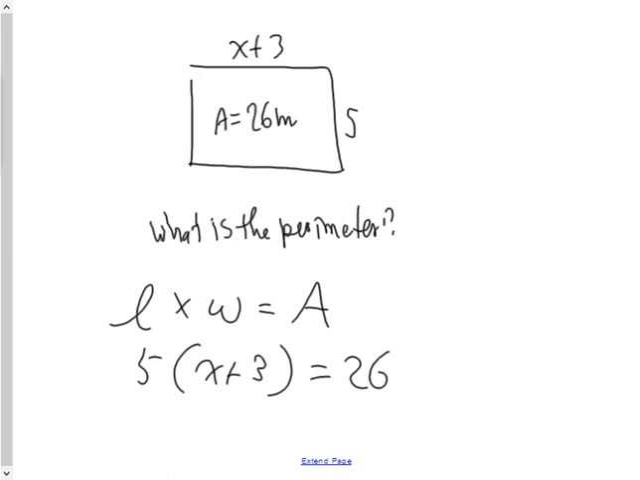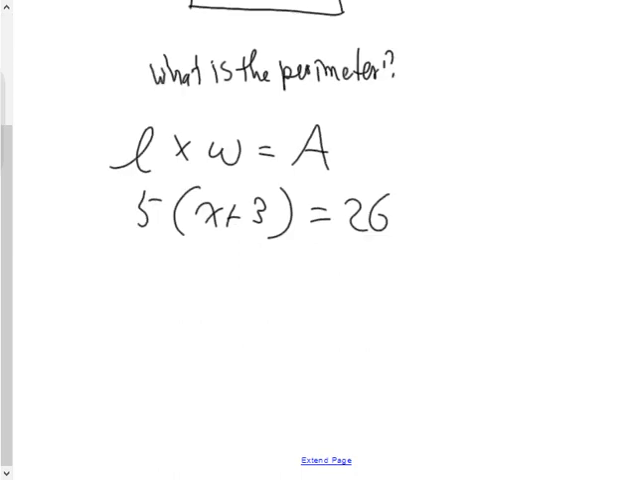So when I substitute what I know into the formula, I end up with a distributive property equation of 5 times x plus 3, or length times width, equals the area that was given of 26. Now here I'm going to expand. I'm going to get 5x plus 15 equals 26.